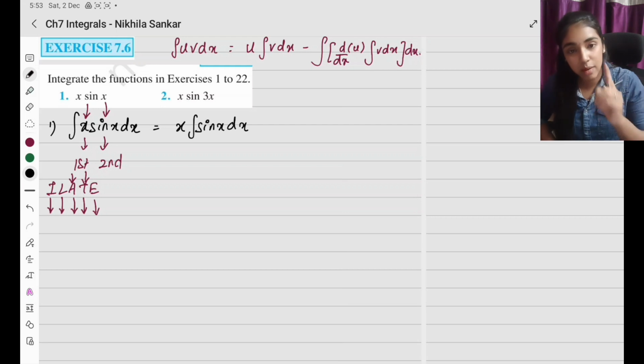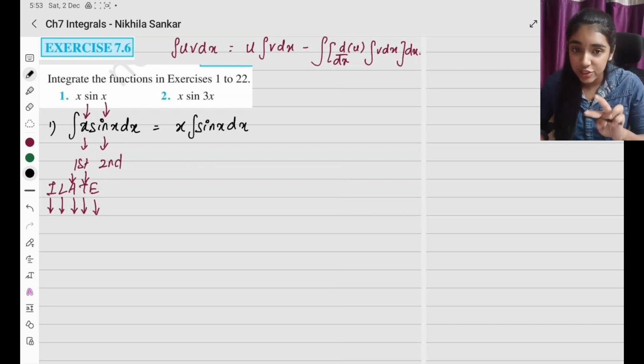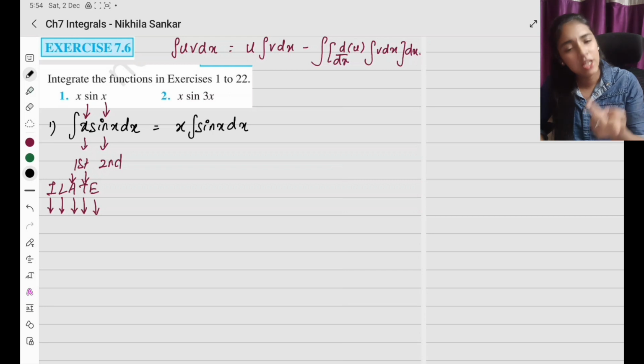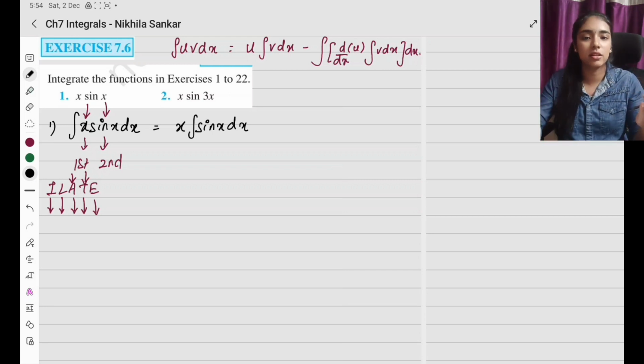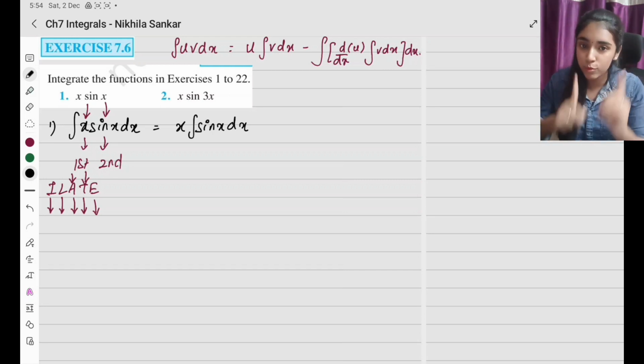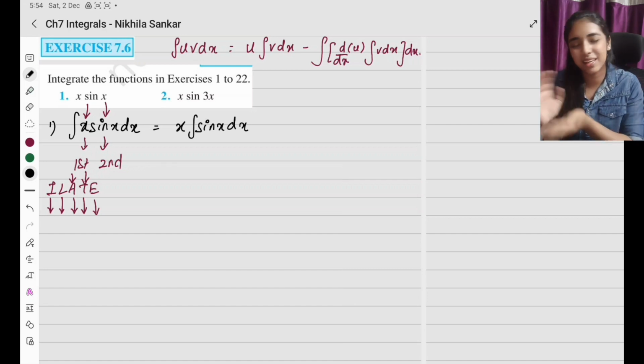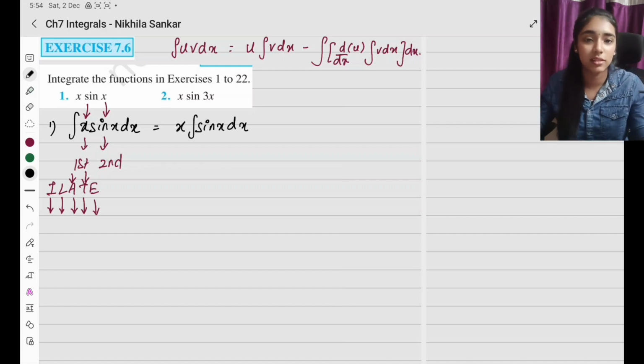Remember all this. The order of choosing the first function is very important. Watch the first example in integration by parts. You cannot change the order of the first and the second function. Go and see why. If you change the order, your sum becomes even more complicated. So choosing the first function is very important. It's not that since it's just multiplication, you can put any one as the first function. Choose the first function carefully.